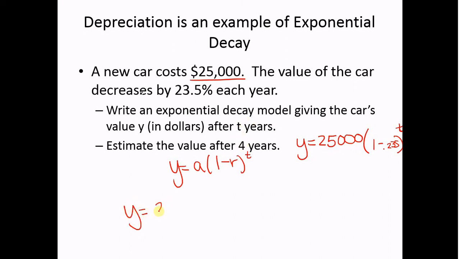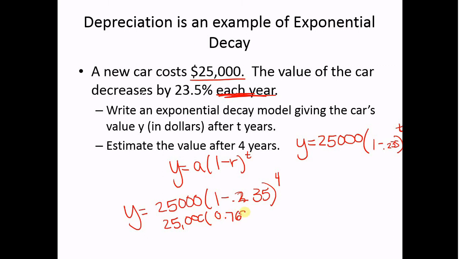So now, let's plug in our 4 years for our values. So y equals 25,000 times 1 minus 0.235, to the 4 years, because they're talking each year. So kind of be careful of that. Watch for that. So that should get us 25,000, and inside there we have 0.765 to the 4th. Once you put that into your calculator, you will get a grand total of $8,562.21.